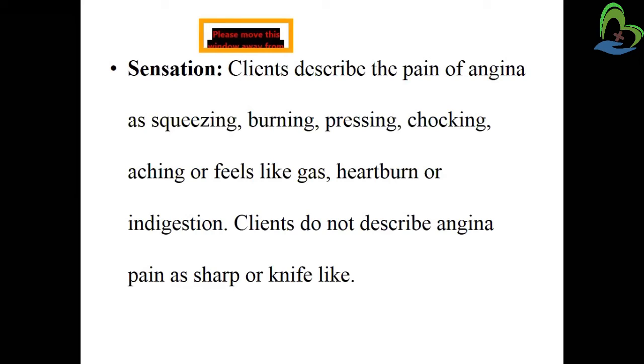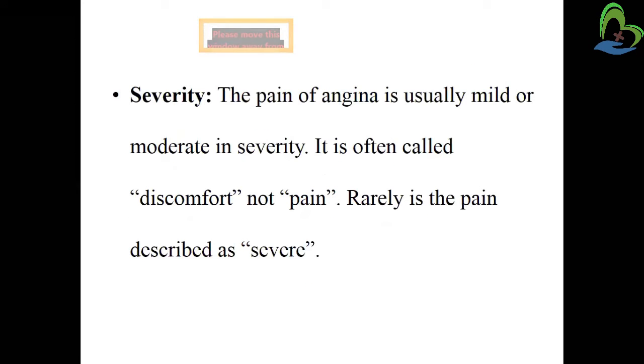So he will say that. And some will say that someone is pressing my chest very hard. Or something has choked, something has blocked. So all these things lead to the sensation described by the client. So the pain sensation is very different.